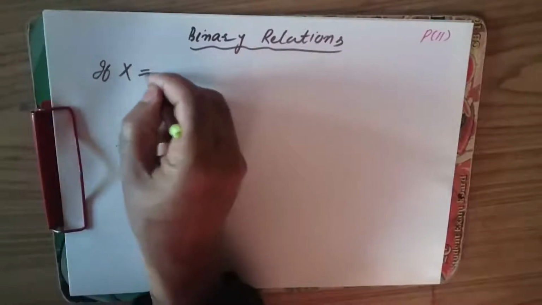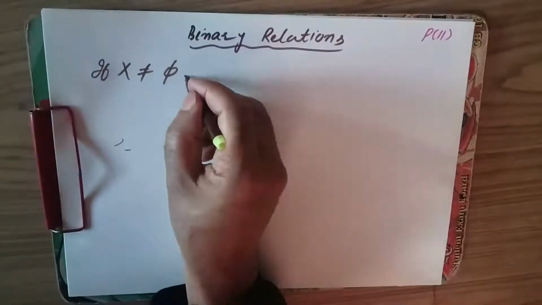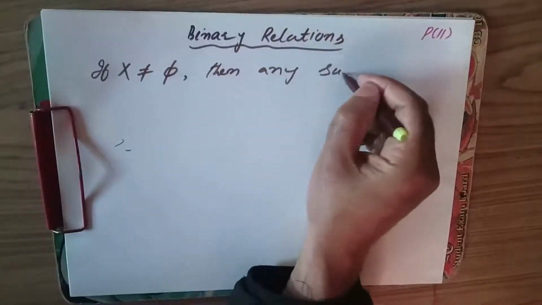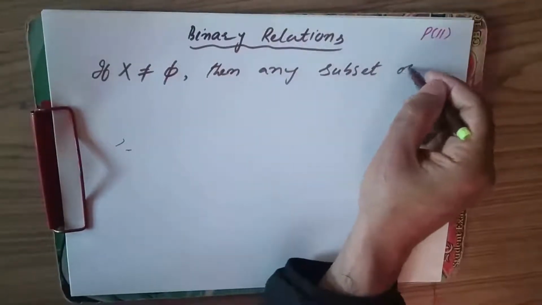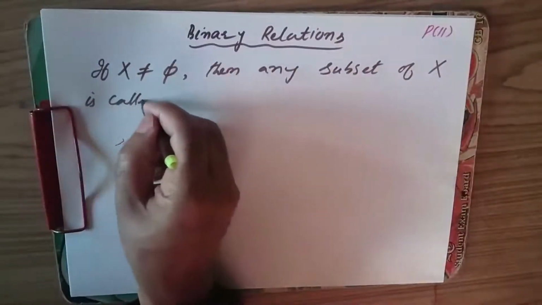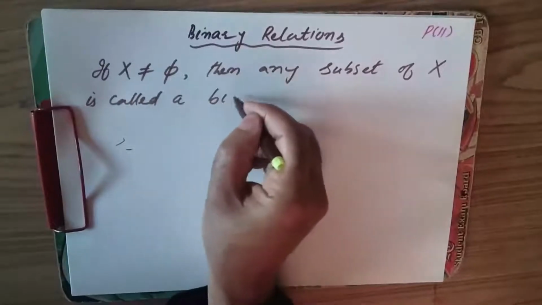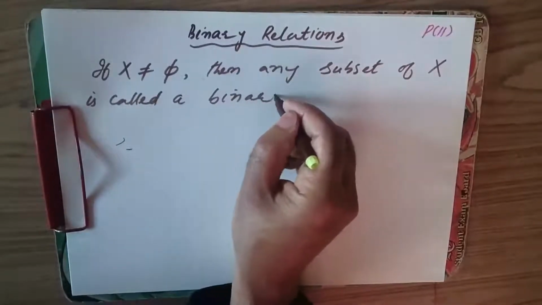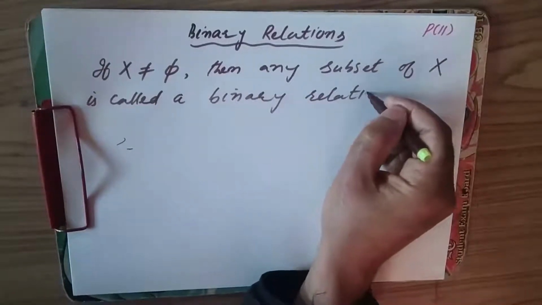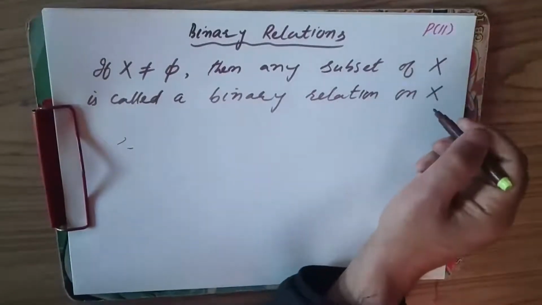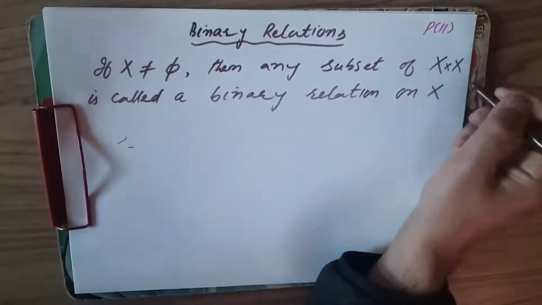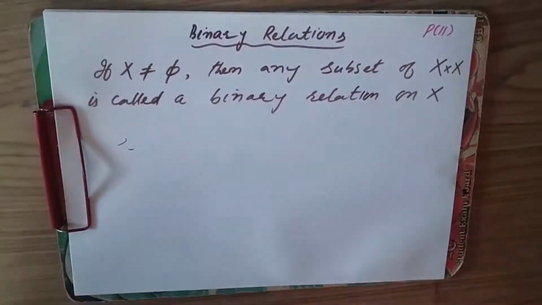If X is a non-empty set, then any subset of X cross X, that Cartesian product, is called a binary relation on X.